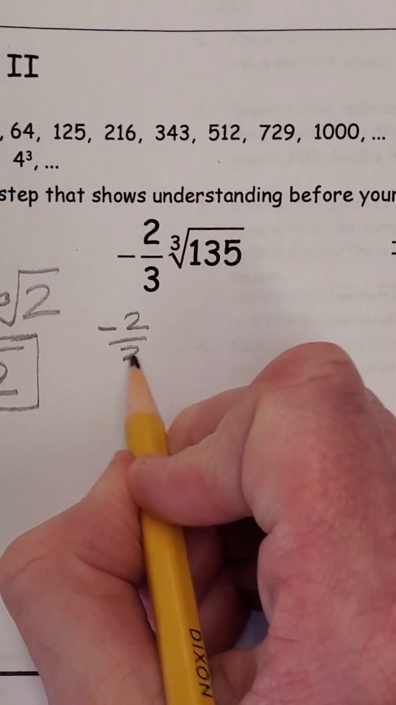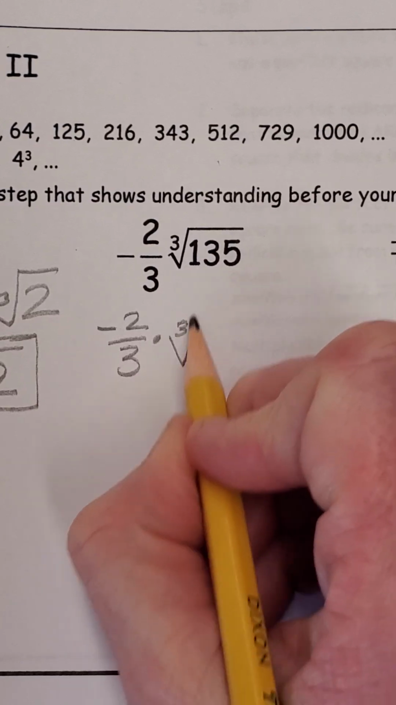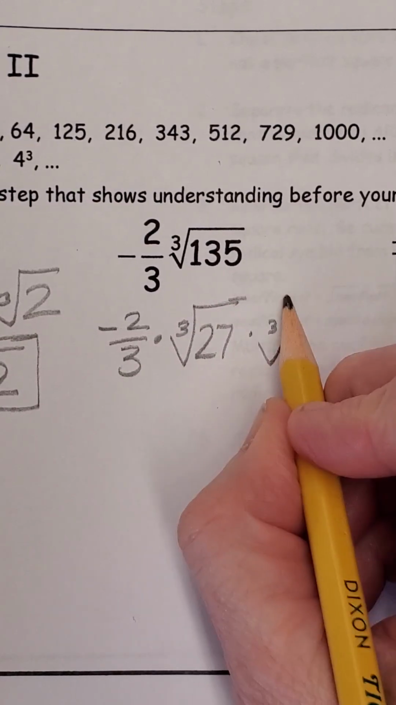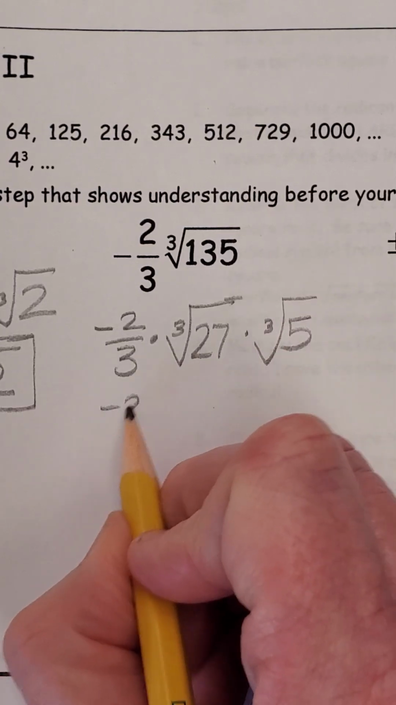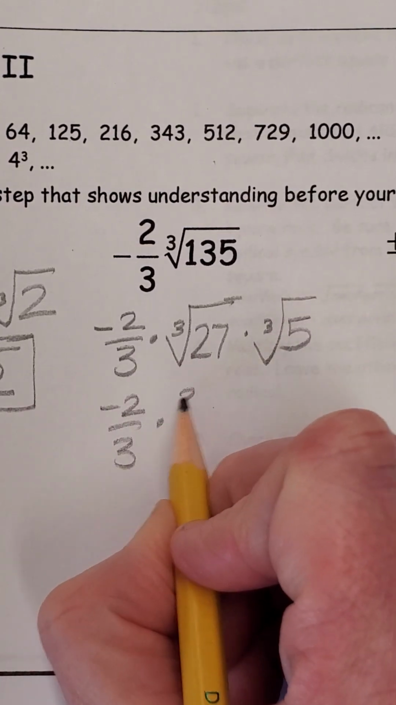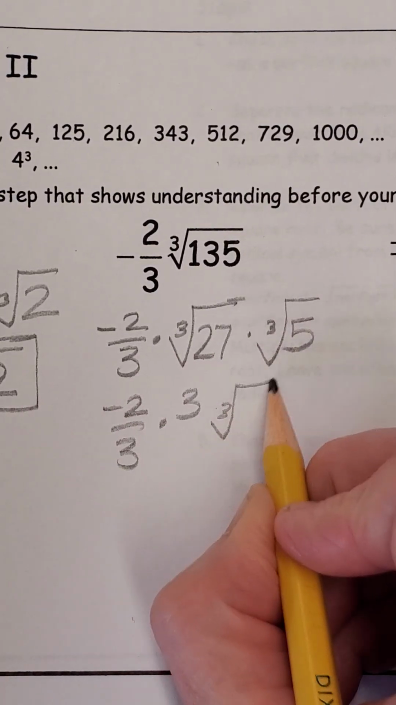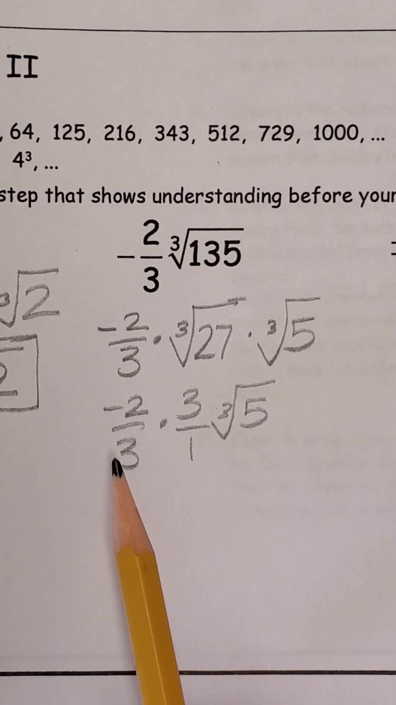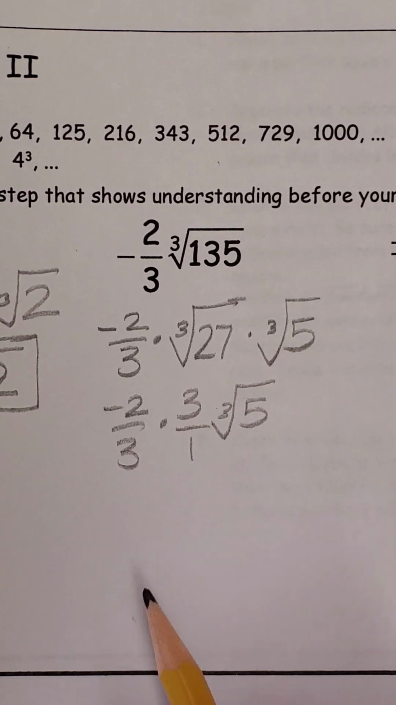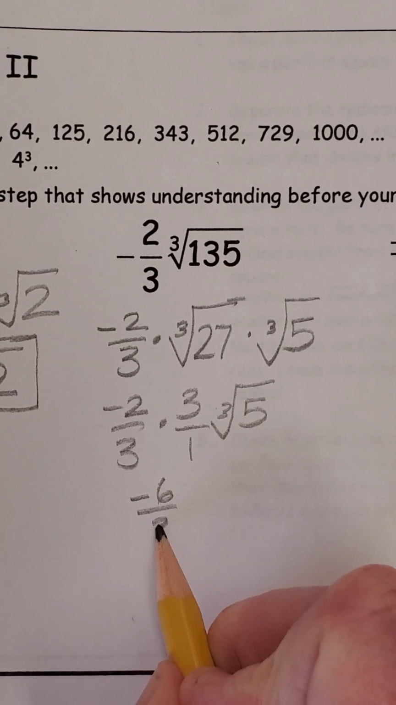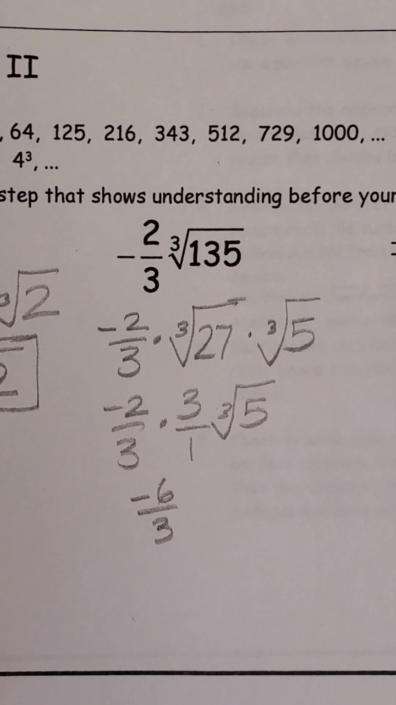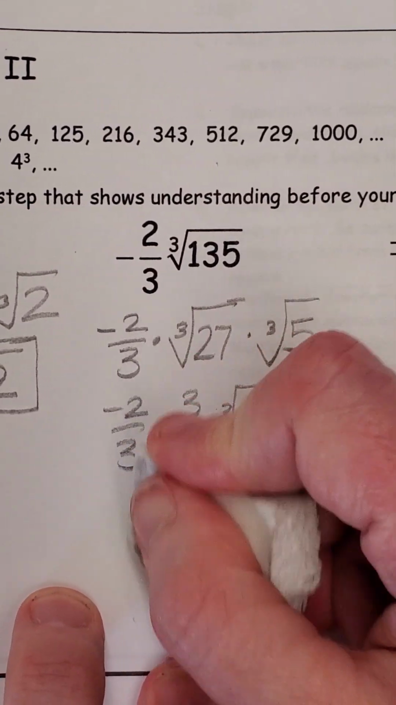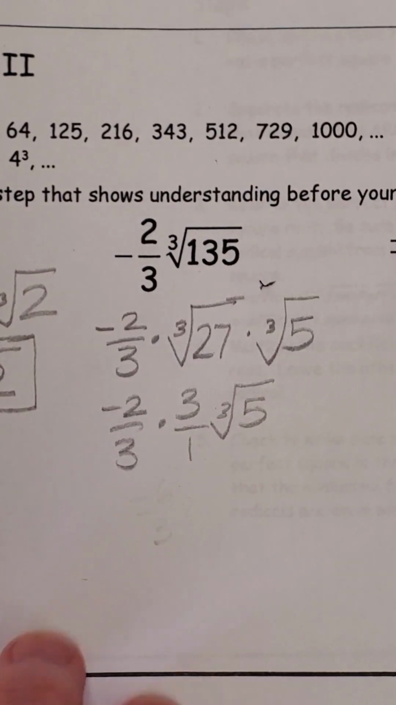Negative 2/3 times cube root of 27 times the cube root of 5. And then we'll put in that other step. Multiplying numerators, multiplying denominators, negative. I don't need to see this, by the way. I'm just going to put that there for you. I think what I'll do is I'll erase it. So negative 6/3 simplifies to negative 2.